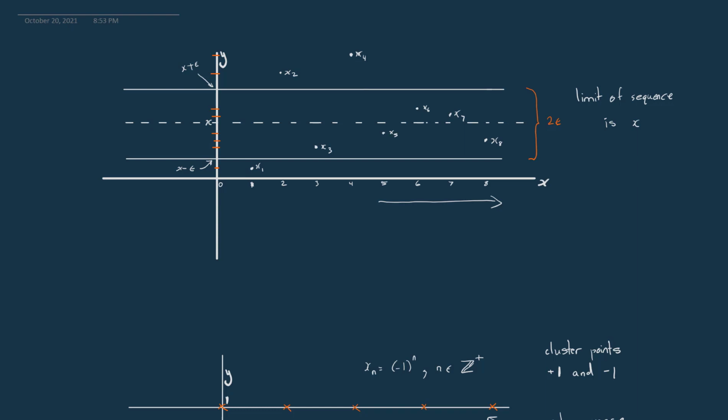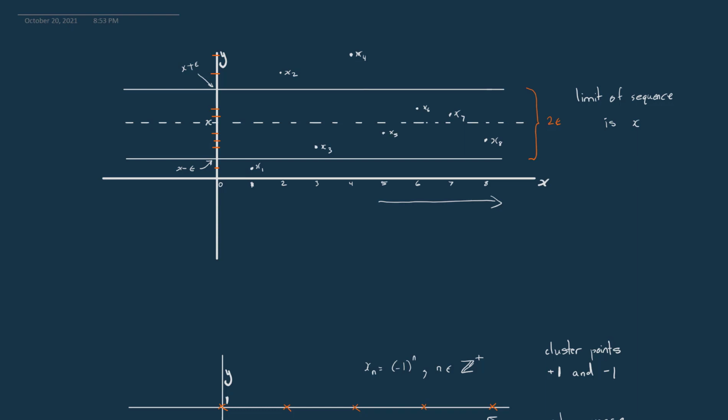When we look along the x-axis, so we're looking horizontally, we see that from x1 to x4, the sequence is kind of chaotic. Some are inside the band, that band labeled 2 epsilon because it is a band of width 2 epsilon. We observe that from x1 to x4, some items in the sequence are outside the band, and in fact only one of them is within the band.